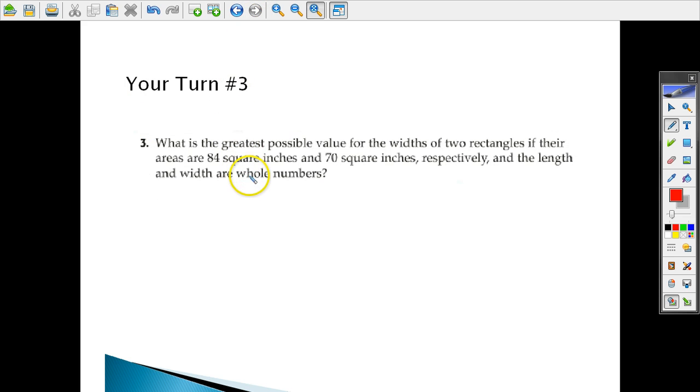Okay, so this is the last slide. This was a short lesson. So go ahead to number 3. Find the greatest possible value for the width of two rectangles if their areas are 84 square inches and 70 square inches. So you're looking for the greatest common factor. Okay, and once you're done with this, you're done with homework.